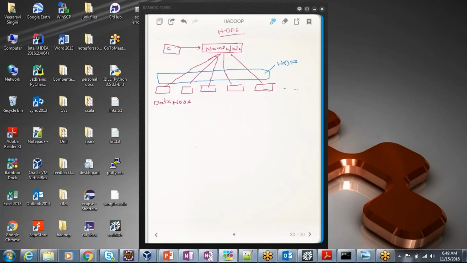Now, how is it different from the previous approach, the normal distributed file system? Let's assume I have some Amazon data, 60 GB, 61 GB of data. What is the block size here, guys? 64 MB or 128 MB. What is the replication here? 3.